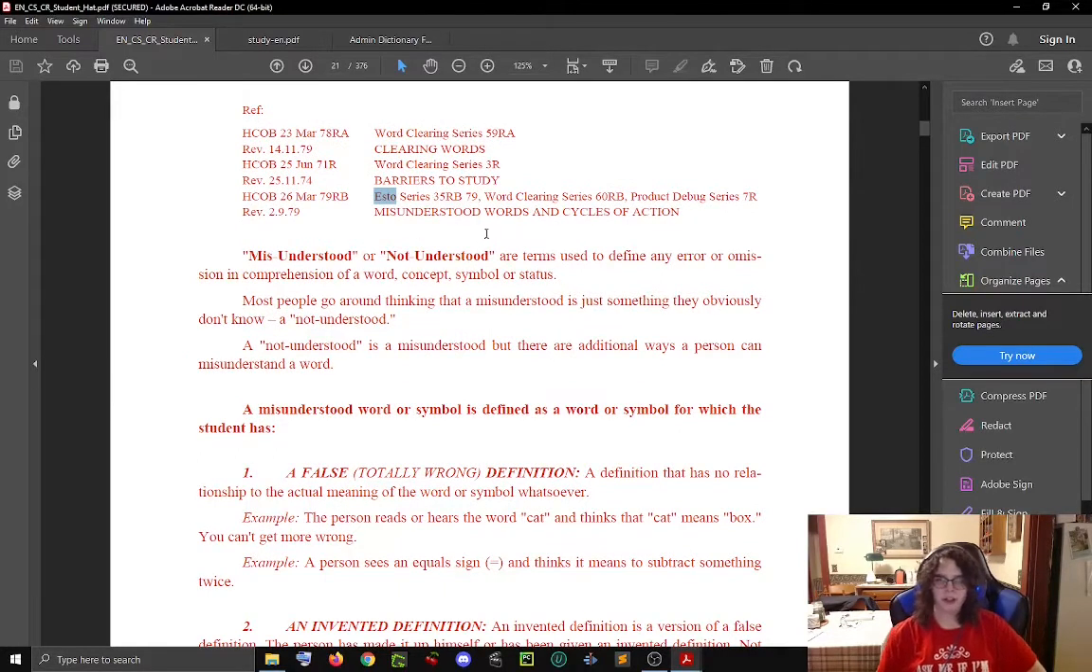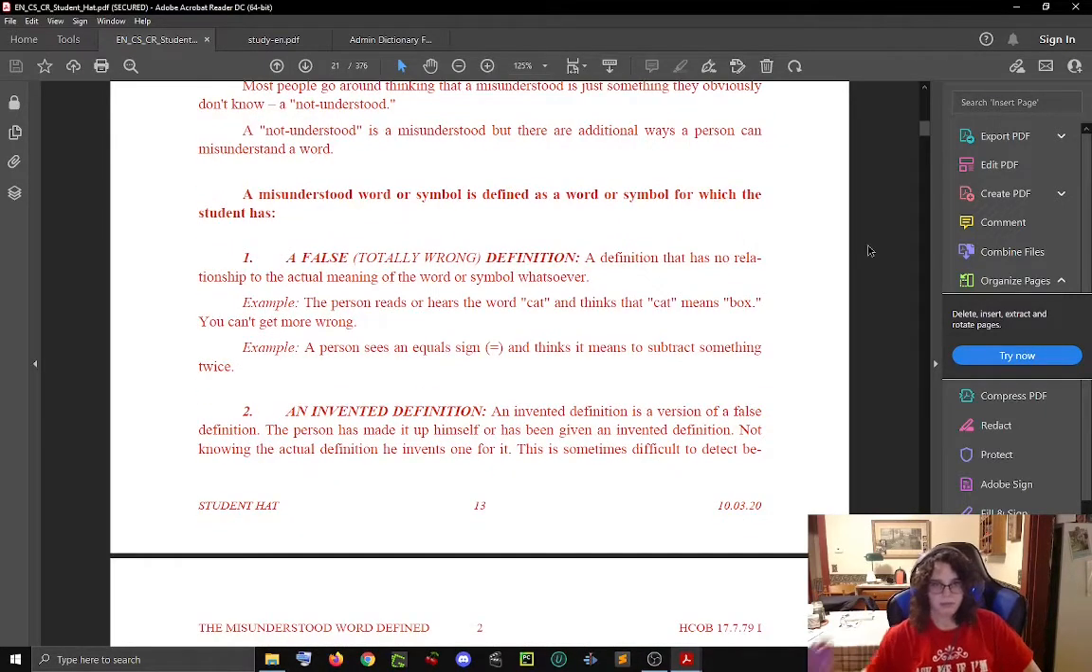Misunderstood or not understood are terms used to define any error or omission in comprehension of a word, concept, symbol, or status. Most people go around thinking that a misunderstood is just something they obviously don't know, a not understood. A not understood is a misunderstood, but there are additional ways a person can misunderstand a word. A misunderstood word or symbol is defined as a word or symbol for which the student has 1. A false or totally wrong definition, a definition that has no relationship to the actual meaning of the word or symbol whatsoever. Example, the person reads or hears the word cat and thinks that cat means box. You can't get more wrong.